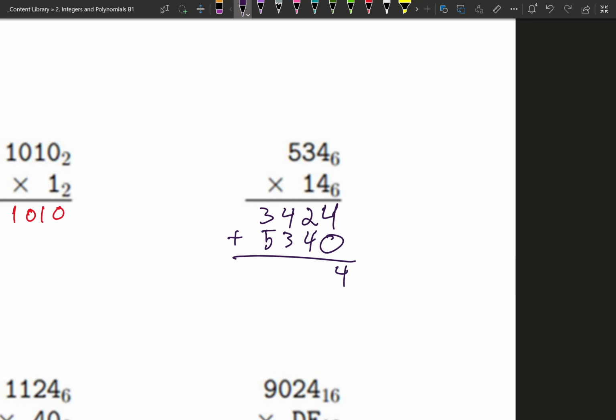4 plus 0, still 4. We need to follow our base rules here as well. Like 2 plus 4 is 6, but 6 is 1 6 and 0 1s. 1 plus 4 plus 3 is 8, which is 1 6 and 2 1s. 1 plus 3 plus 5 is 9, which is 1 6 and 3 1s. So our product here is 1 3 2 0 4, all of it in base 6.